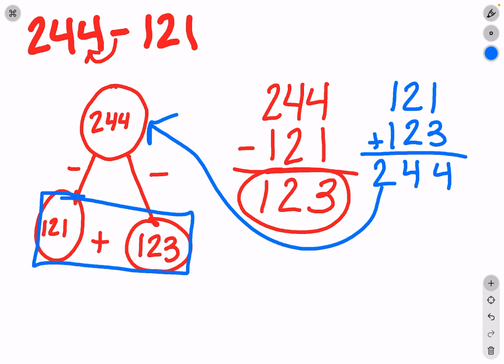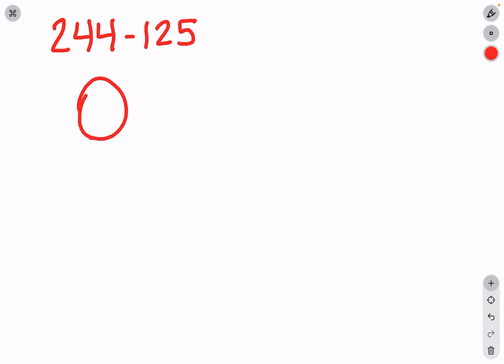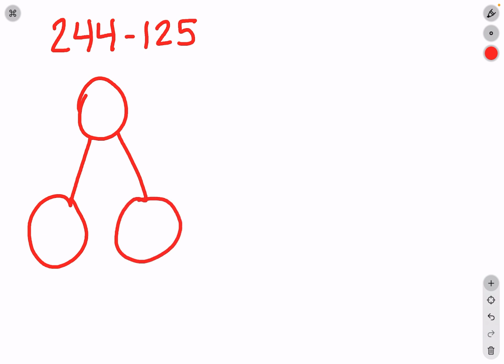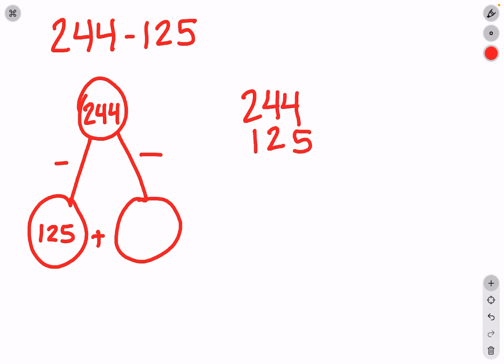Okay, let's do another one. So now my problem is 244 minus 125. Pause the video. Put this problem in a number bond. So your number bond should look like this. 244 is my total. 125 is my part because of where that minus sign is. Now I can subtract 244 minus 125. Pause the video, subtract, and then come back to check your answer.